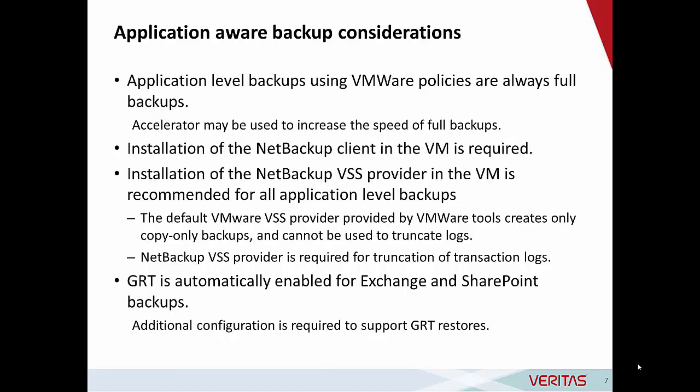Here's some considerations when using application-aware backups. These backups are going to use VMware policies, and they're always going to be full backups. There's no possibility to do an incremental backup of the application. Now that is a limitation. This limitation can be mitigated to a large extent by using Accelerator with your VMware policies. And Accelerator, of course, will do a full backup in about the same time it would normally take to do an incremental backup, and that gets explored later in this lesson.